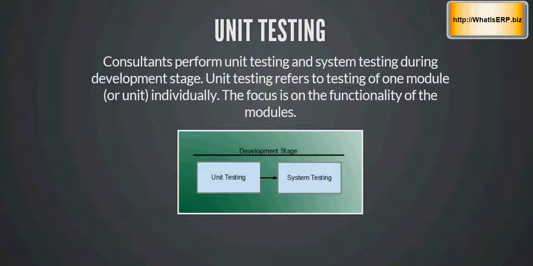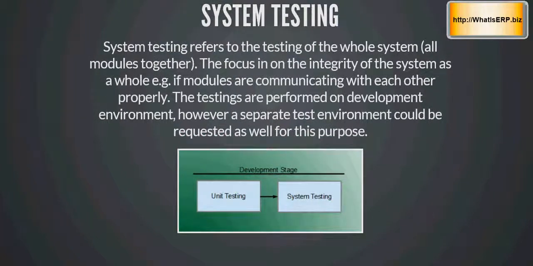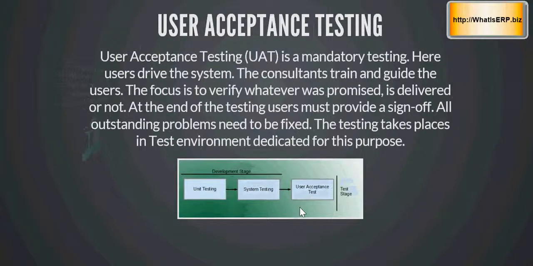Once each individual module is tested separately, all of these modules will be tested together to see if they are sharing information properly and data flow is happening properly among modules, and that is called system testing. System testing is more focused on the interconnectivity of all the modules. So once unit testing and system testing have taken place in the development environment, the configuration will be copied over to the test environment where users will perform user acceptance testing. This is a mandatory testing, and sometimes a little bit of training is incorporated as well during user acceptance testing, but it has to be signed off by the user saying that they're happy with the system before the ERP system can go into production.